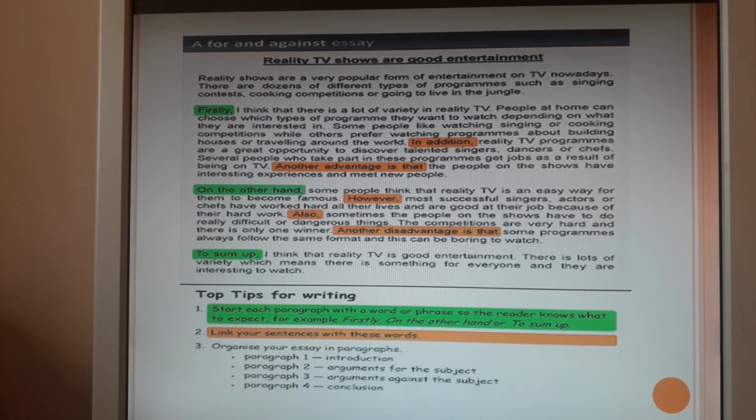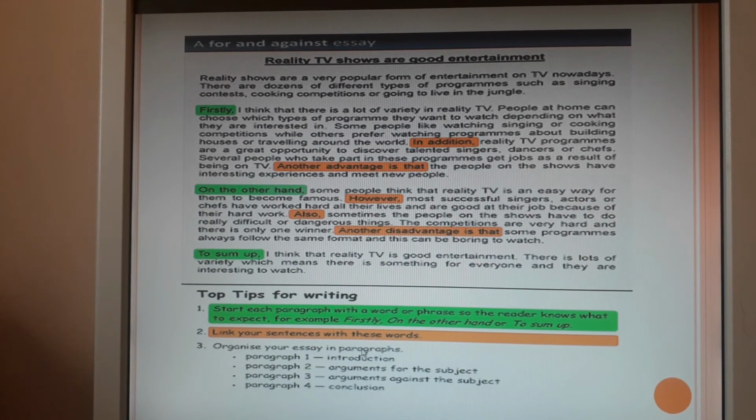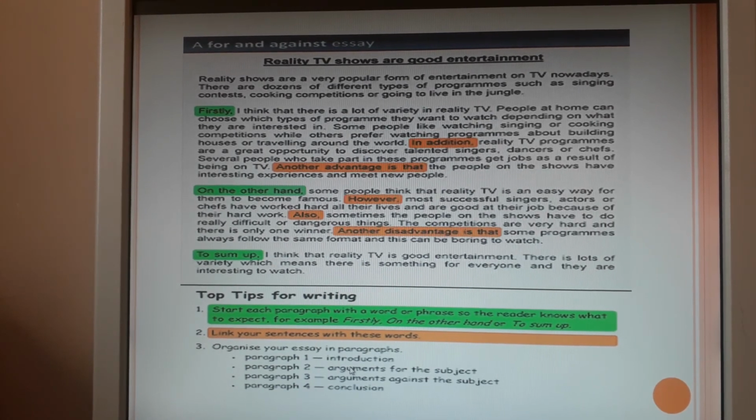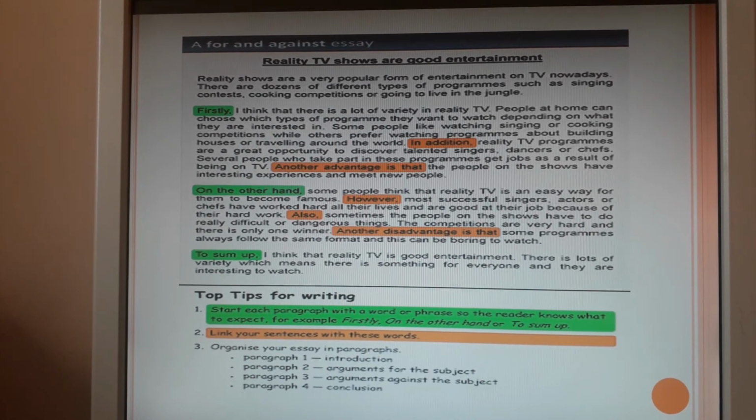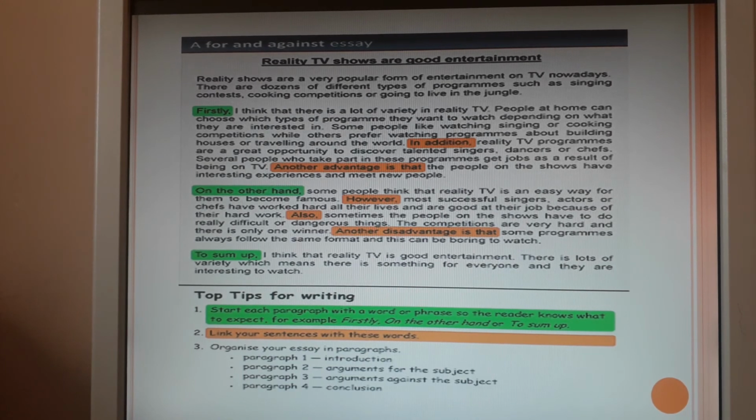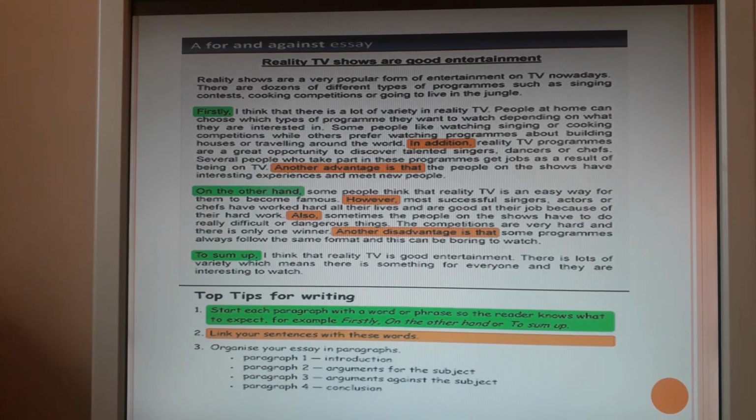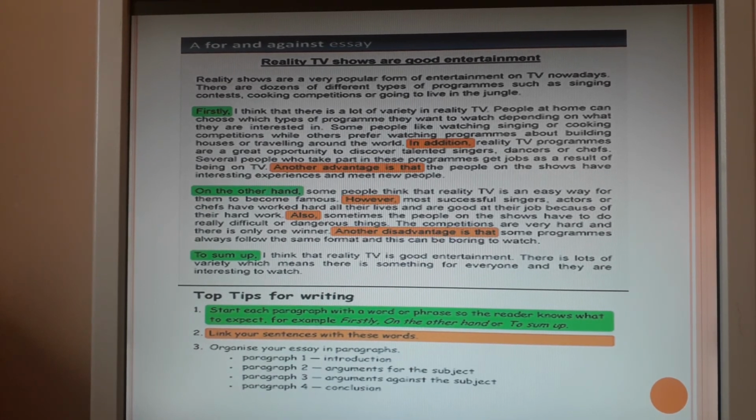And the last one is to organize your essay in paragraphs. Introduction, arguments for the subject, which is very important to start with, arguments against the subject, and the last one, a conclusion, giving or stating your opinion or asking the readers for their opinion.